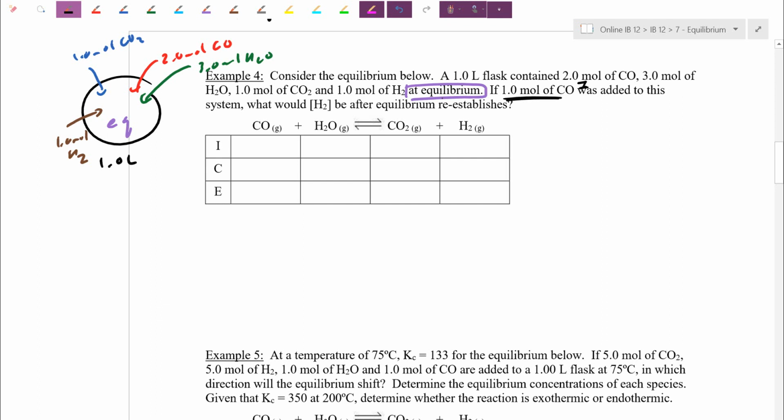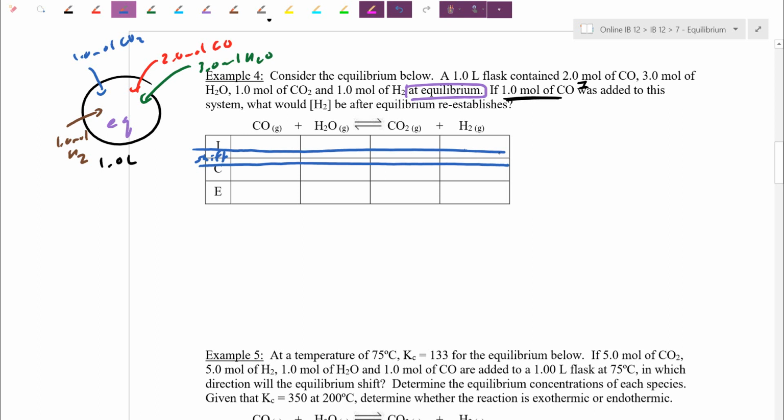So there's a couple things happening here. I would actually start off with an initial. You can even have a sort of shift row right in between here, just to keep things a little bit separate. And you'll see why in a second.